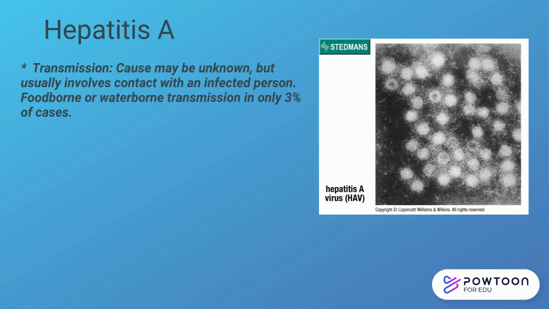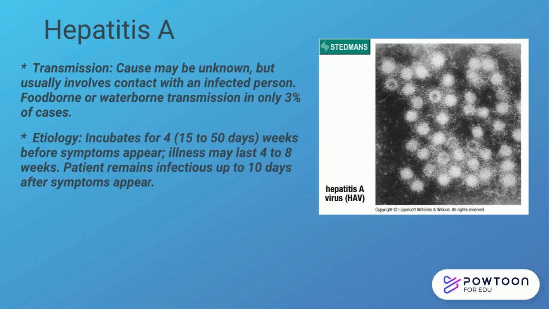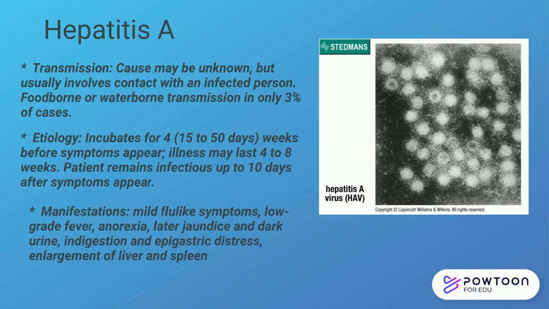With hepatitis A, primary transmission is going to be fecal-oral. It may be difficult to trace down to the specific infected person. It may take about 4 weeks before any symptoms appear, and manifestations include those flu-like symptoms and later that icteric or the jaundice and those associated symptoms.